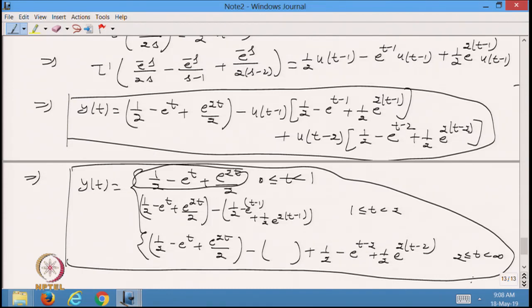So, today we tried to find the solution of a differential equation where the right hand side function was a piecewise function. In the next class we will go further and try to find out the application of the Laplace transformation for other problems.